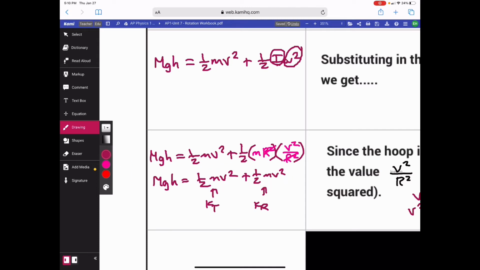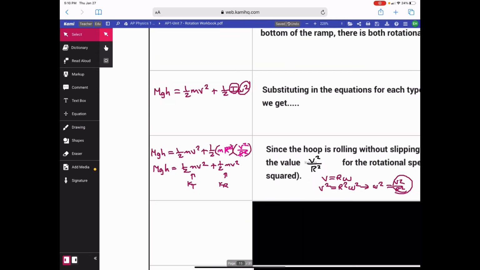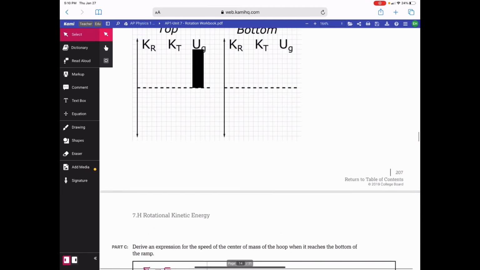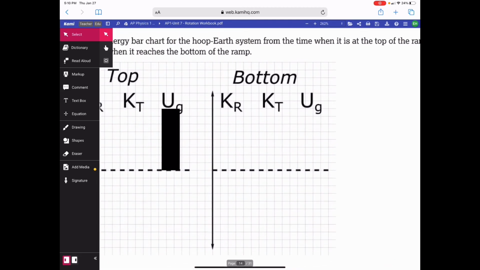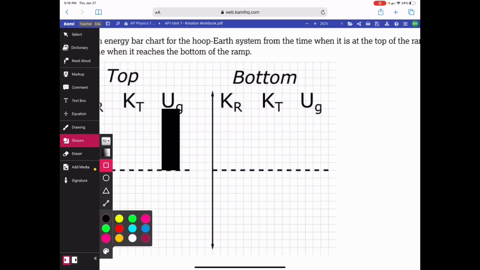Therefore, let's go back to our bar chart, and we can create a bar chart that is, if the potential energy was 8 units high, I made it arbitrarily 8 units high. Let's go ahead and make the rotational one 4 units high. Let's make the translational one 4 units high.